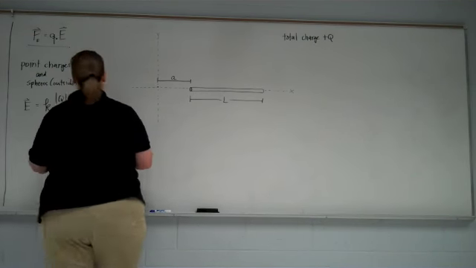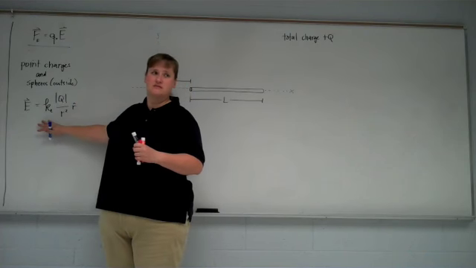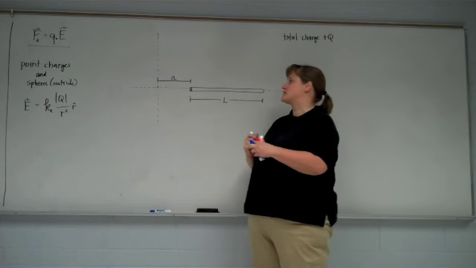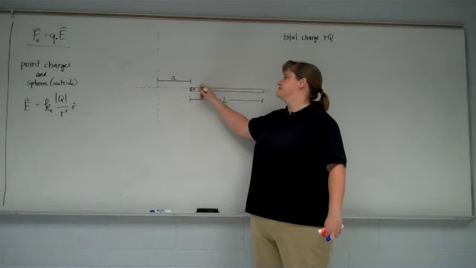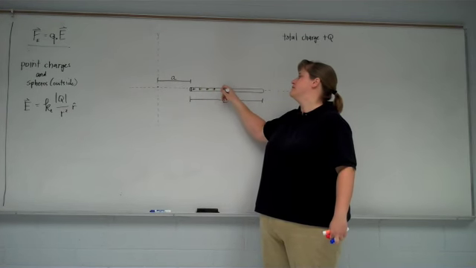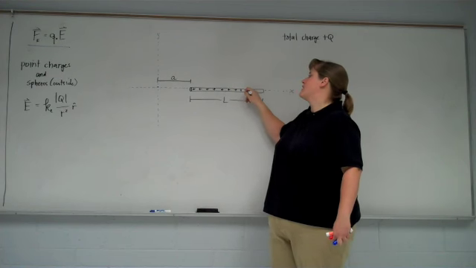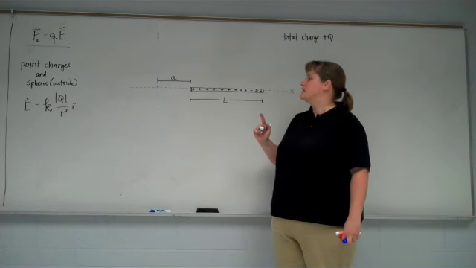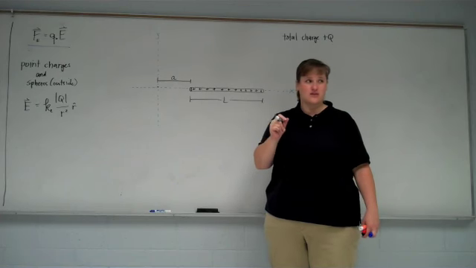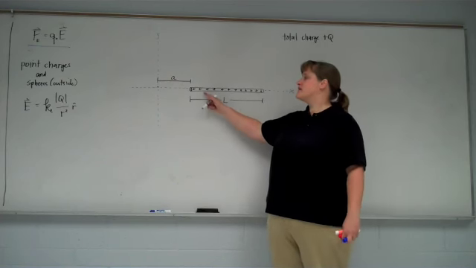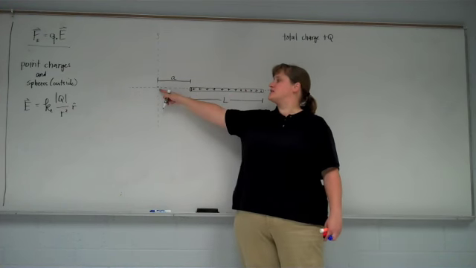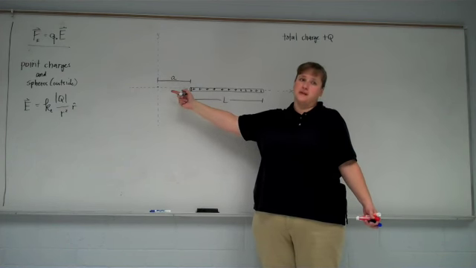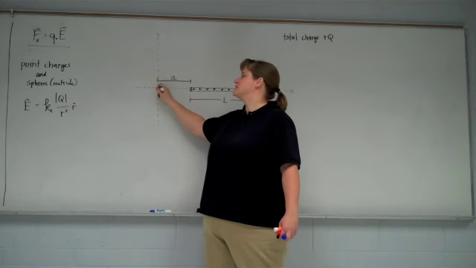Now, the only equation we know of right now is this one. This is certainly not a point charge. This has a whole bunch of little charges on it. We can, though, treat these as a whole bunch of little tiny point charges. All of these charges are contributing to the electric field over here. First of all, what direction will the electric field be in? The left, away from the rod.